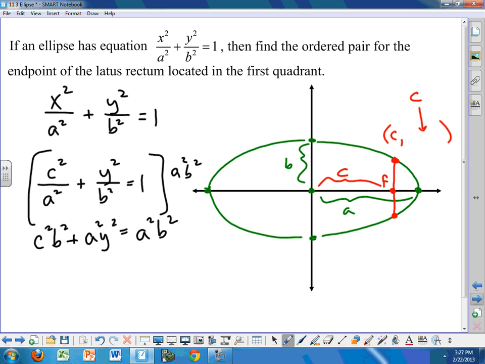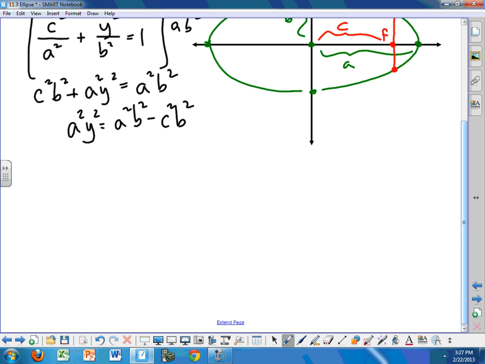And I'm solving for what? Y. I'm solving for y. I remember that now. A squared y squared equals a squared b squared minus c squared b squared. Okay, I don't know where this is getting me, but let me just keep working this out for a minute. First of all, I see that a squared y squared is equal to, on the right side, I'm going to pull the b squared out, and I'm going to get a squared minus c squared.